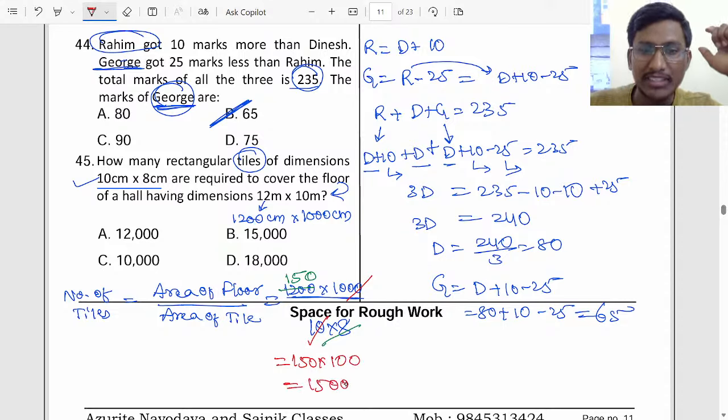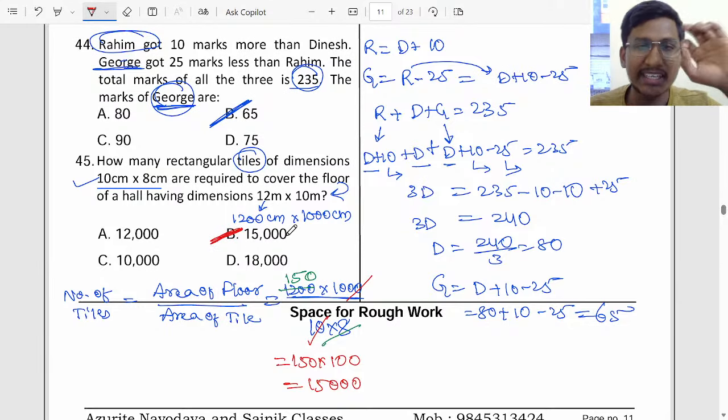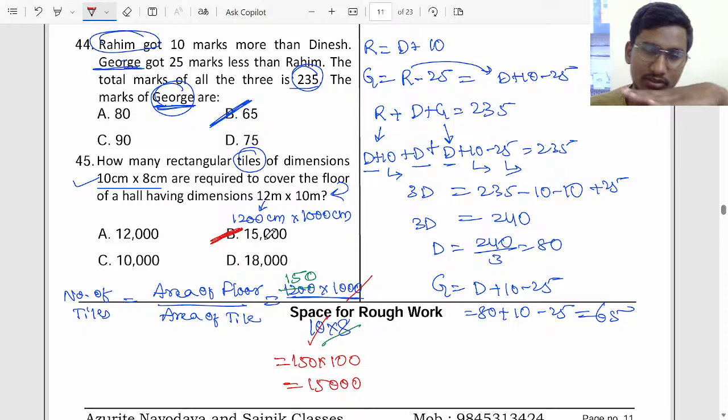So how many tiles will be required in that room? 15,000 tiles will be required to lay the floor, right? So option B is the correct answer. Okay, good. 45 is the answer B. Everyone got it? Very good.